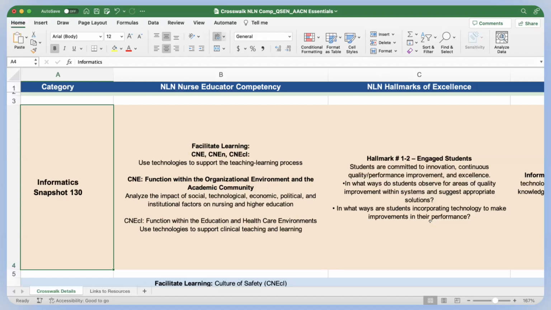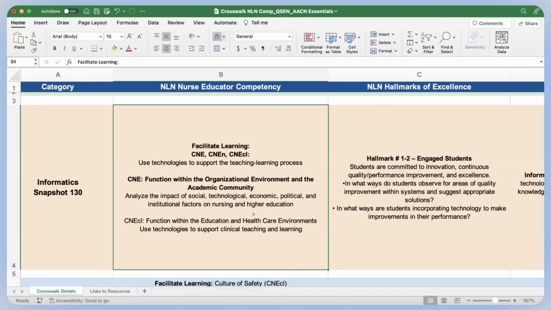All right, so let's take a look at how it aligns with first the nurse educator competency. So we have facilitate learning. It's aligned with C&E, C&E novice, and C&E clinical. The expectation is that we're supposed to demonstrate behaviors where we are integrating and utilizing technology to support the student teaching learning process.